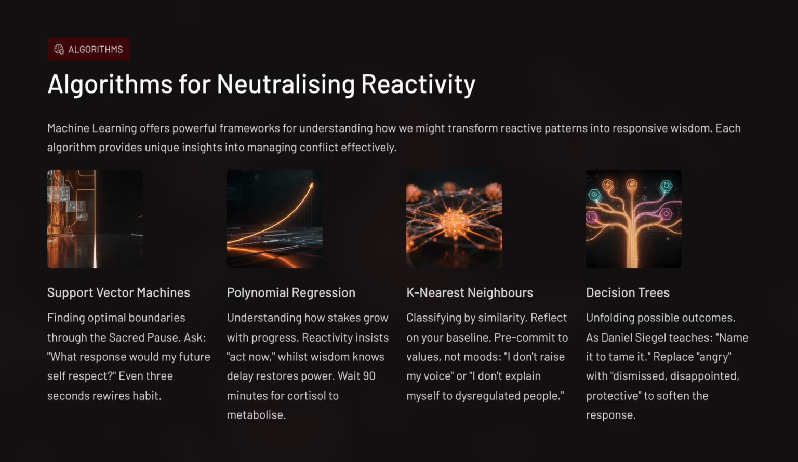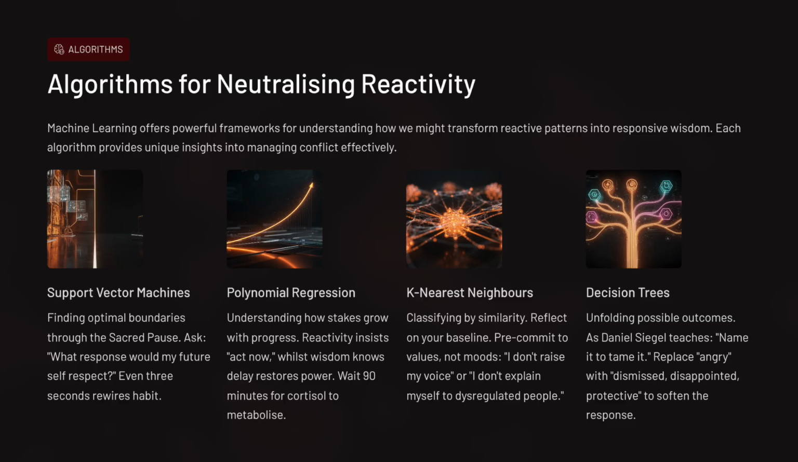Support vector machines, SVM, implies finding optimal boundaries. In life, the same strategy is recommended when engaging in the sacred pause and asking ourselves, what response would my future self respect? Even a 3-second pause rewires habit. Polynomial regression captures stakes that grow with progress.